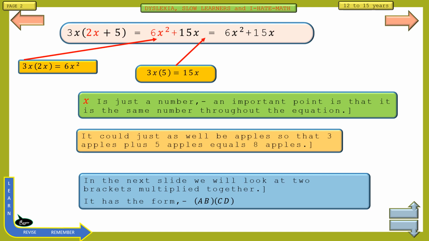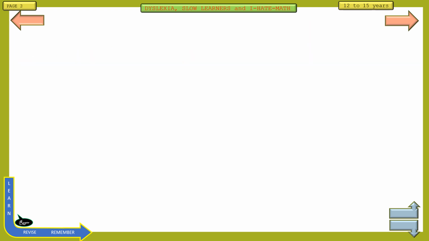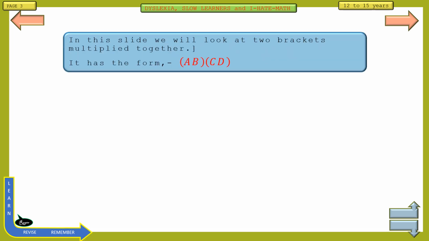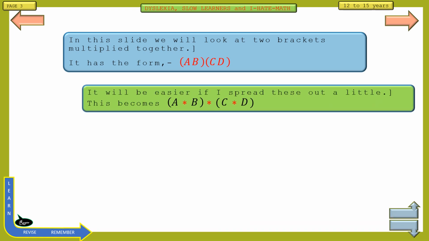It has the form a plus b times c plus d. In this slide, we will look at 2 brackets multiplied together. It has the form a plus b times c plus d. It will be easier if I spread these out a little, and this becomes the following, and I've used asterisks to show that it's multiplication.